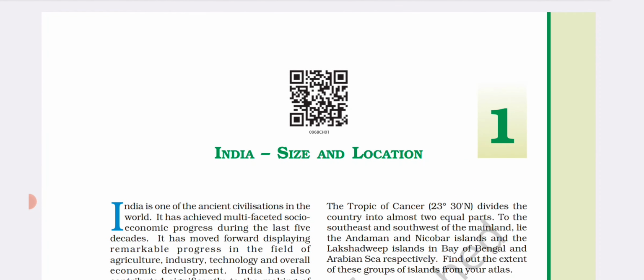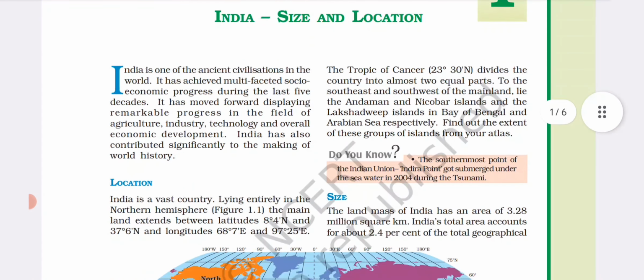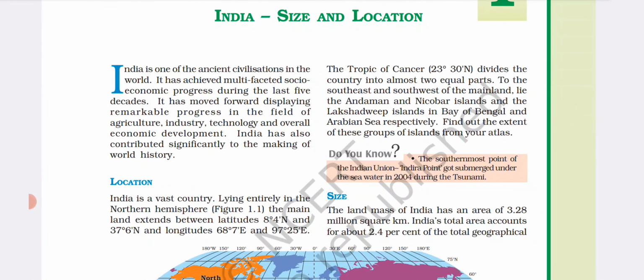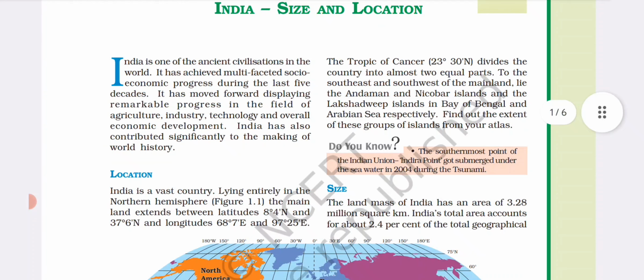Today we will be starting with chapter number 1 of class 9 geography. It's India: Size and Location. So let's start. India is one of the ancient civilizations in the world. It has achieved multifaceted socio-economic progress during the last 5 decades. It has moved forward, displaying remarkable progress in the field of agriculture, industry, technology, and overall economic development. India has also contributed significantly to the making of world history.